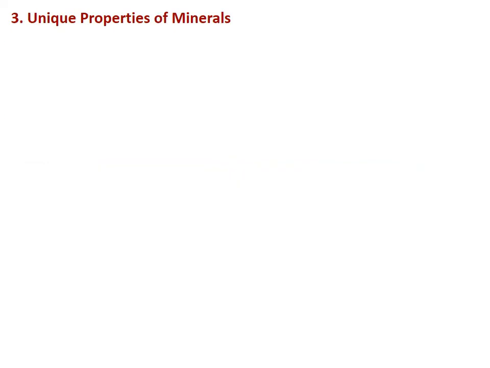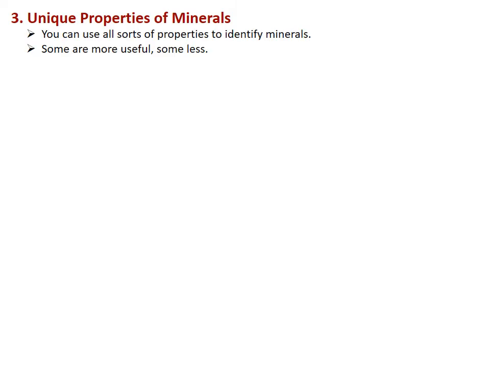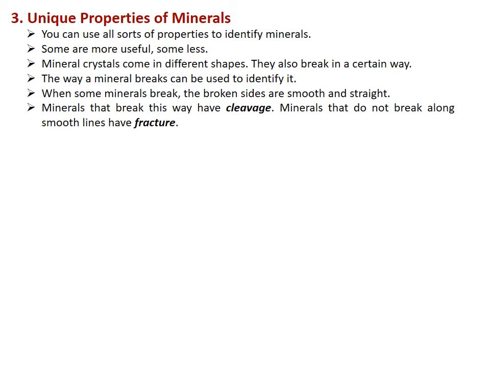Now, let's see some unique properties of minerals. You can use all sorts of properties to identify minerals. Some are more useful, some less. Mineral crystals come in different shapes. They also break in a certain way. The way a mineral breaks can be used to identify it. When some minerals break, the broken sides are smooth and straight. Minerals that break this way have cleavage. Minerals that do not break along smooth lines have fracture.